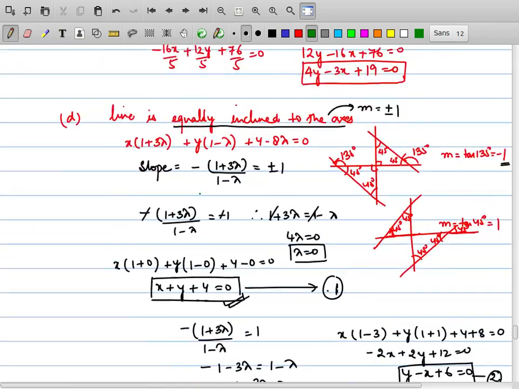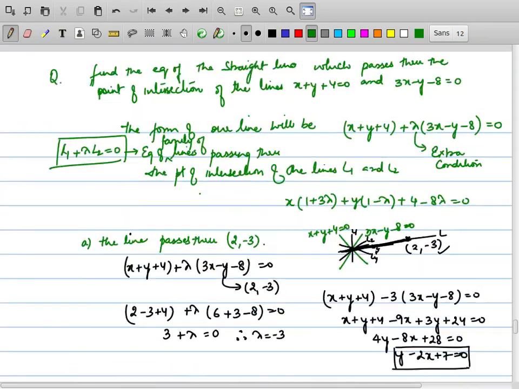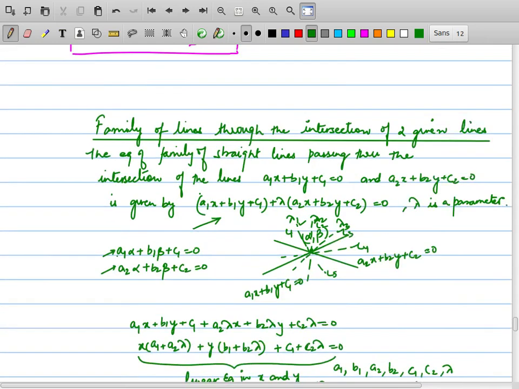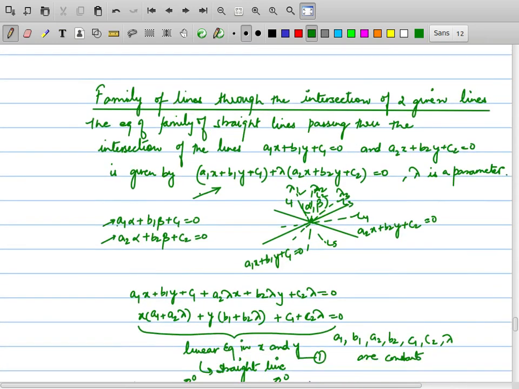I hope you have understood this topic. It's very important: family of lines through the intersection of two lines.